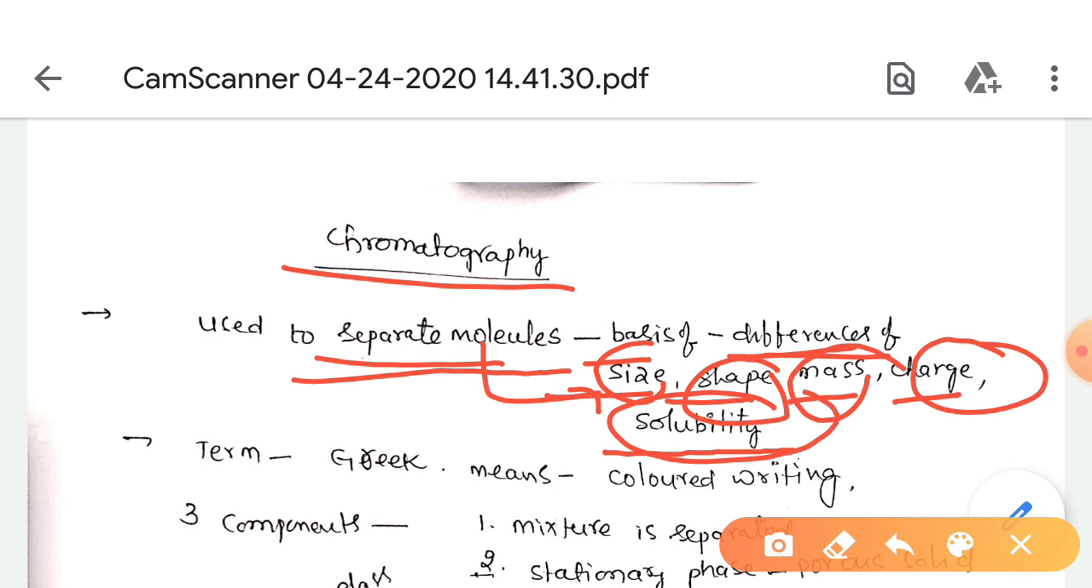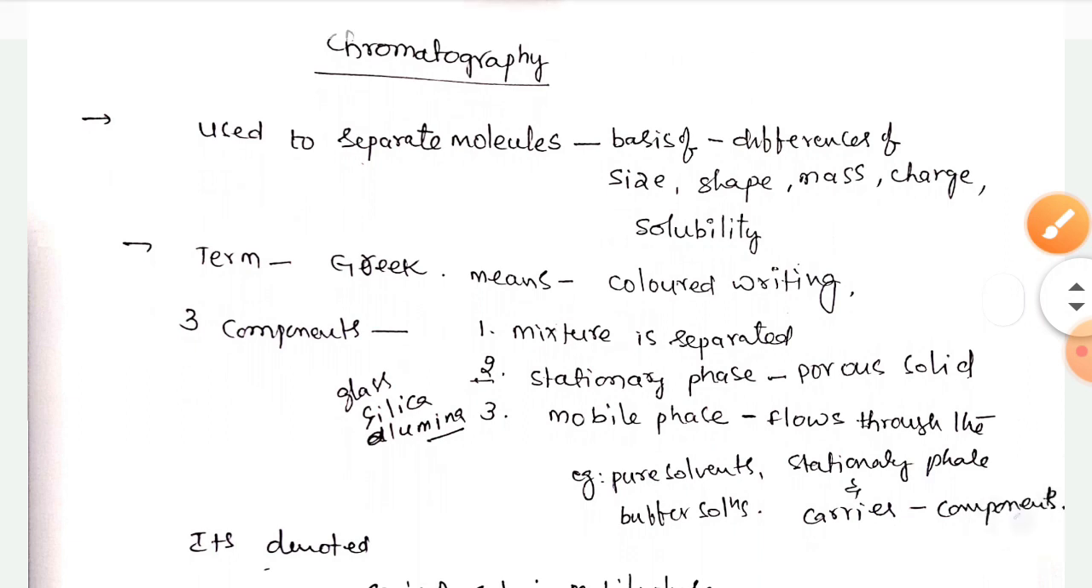The term chromatography is derived from the Greek. The meaning of chromatography is colored writing.